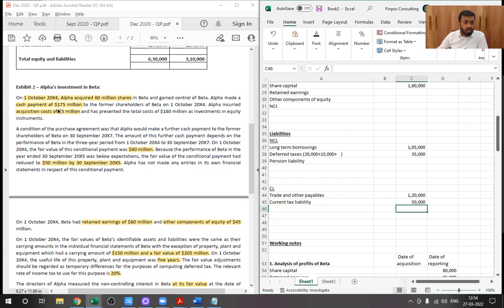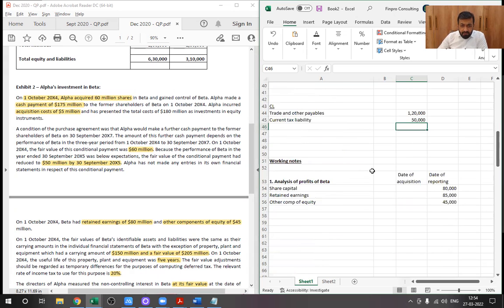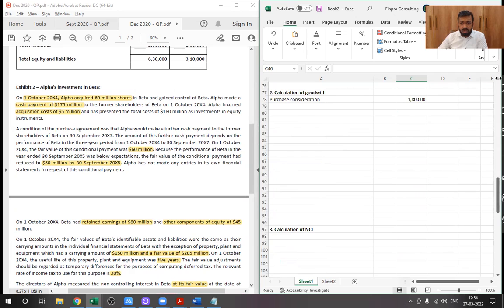On 1st October 2024, Alpha acquired 60 million shares of Beta. So we utilized this information and calculated that there is 75% of a stake which is acquired. So NCI is 25%. Alpha made a cash payment of 175 and also included transaction cost in that, which is wrong. So what I have to do is purchase consideration, in this case 1,80,000, I have to reduce from here.